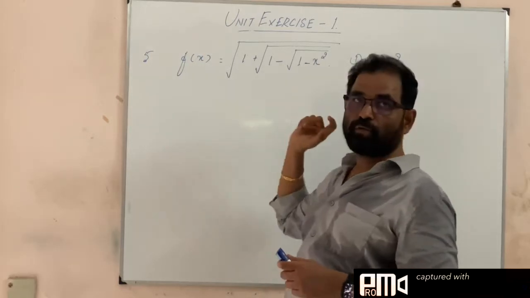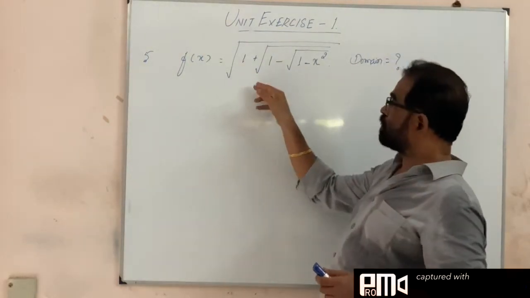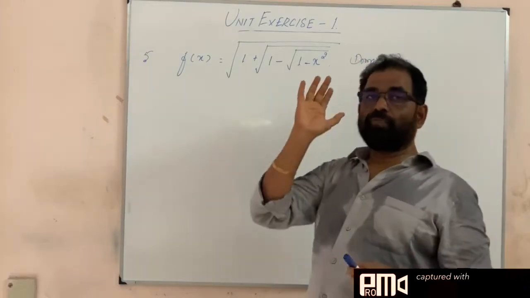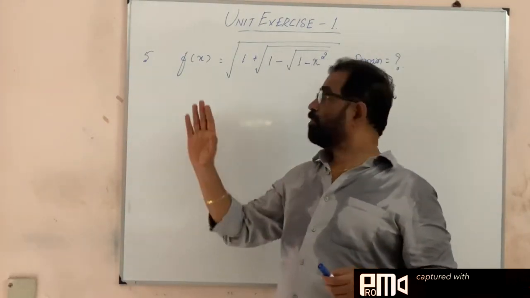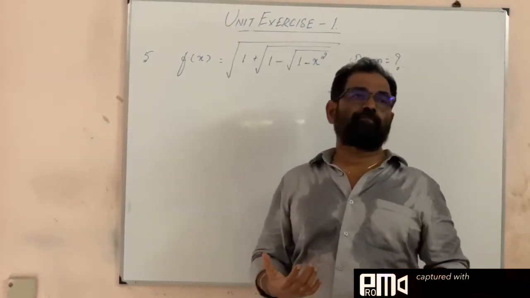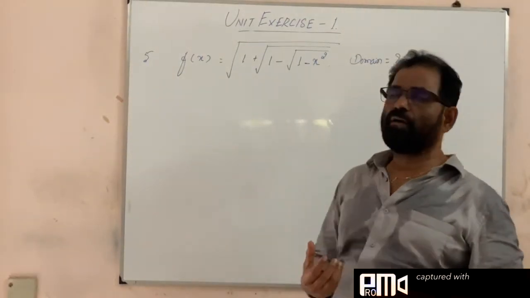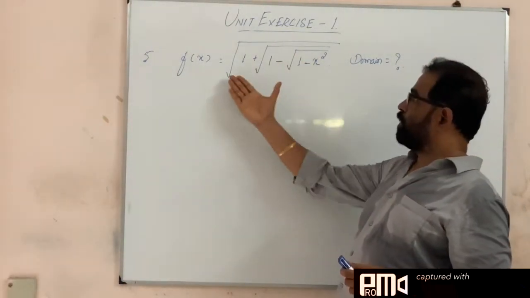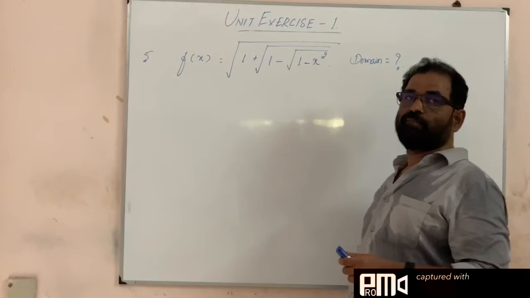Fifth question in unit exercise 1. f of x is equal to square root of 1 plus square root of 1 minus square root of 1 minus x square. We are asked to find the domain of this function. Domain means, in a simple manner, for what values of x this square root expression exists.